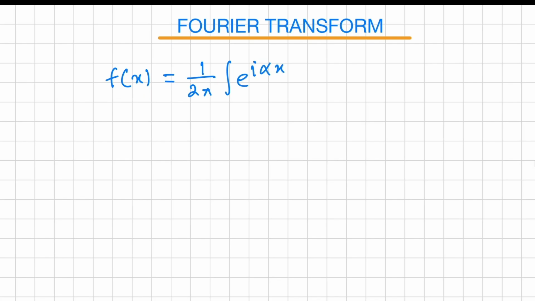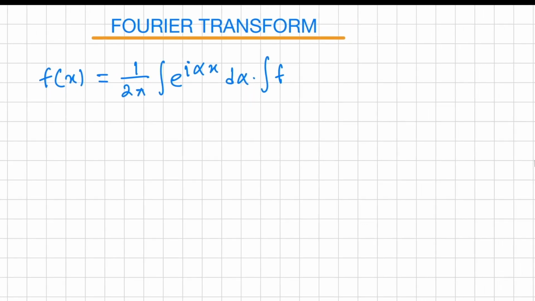So how do you take the Fourier transform of a function? Well, in order to understand that, you first need to understand that any function f of x can actually be expanded as a Fourier complex integral. So f of x can be written as 1 over 2 pi times the integral of e to the power i alpha x d alpha times an integral, say a function f of u times e to the power minus i alpha u du, and both these integrals can run from minus infinity to infinity.